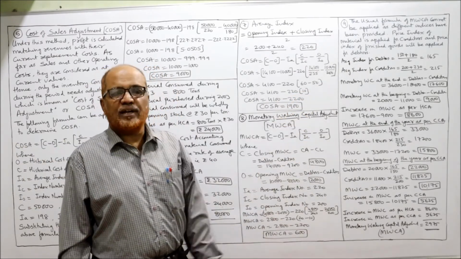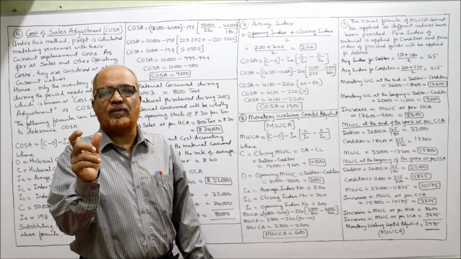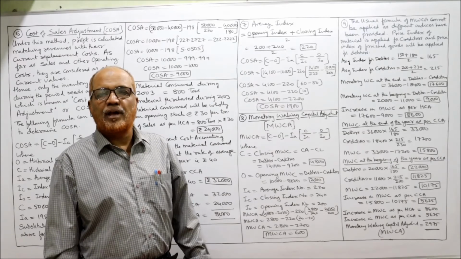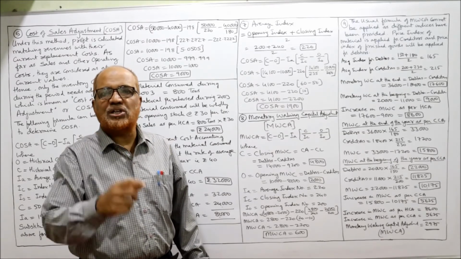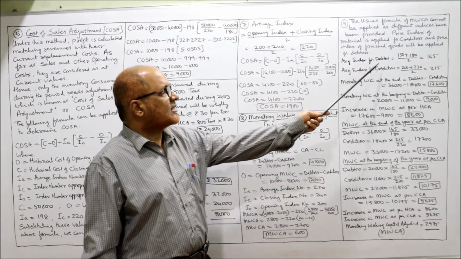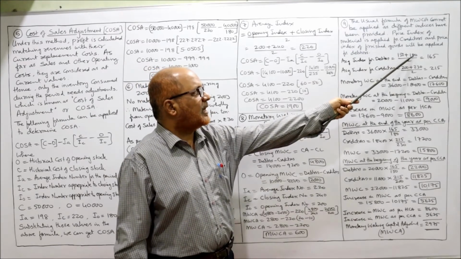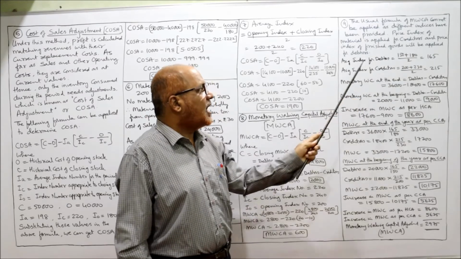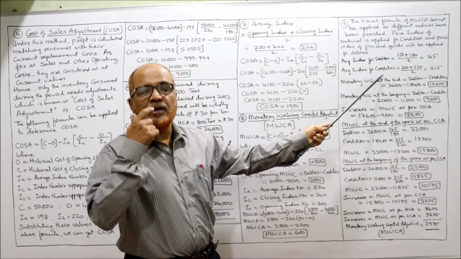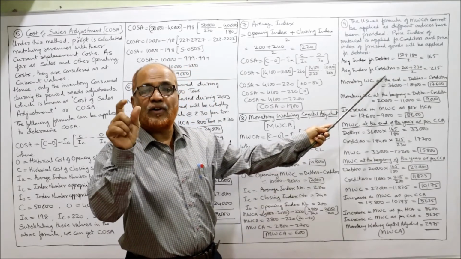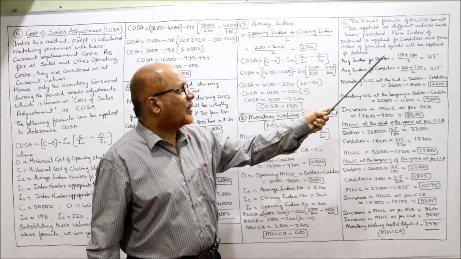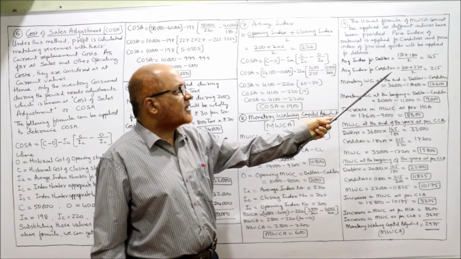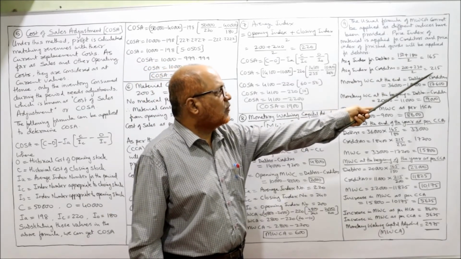Now average index. First of all, average index is not given. We calculate average index for debtors and average index for creditors. Average means opening plus closing divided by 2. So average debtors index: opening index 150, closing index 180, divided by 2, 165. Average index for debtors. Average index for creditors: creditors will take material. For creditors we take the material, for debtors we take the finished goods index. Right? So material index 200 plus 230 divided by 2, 215.